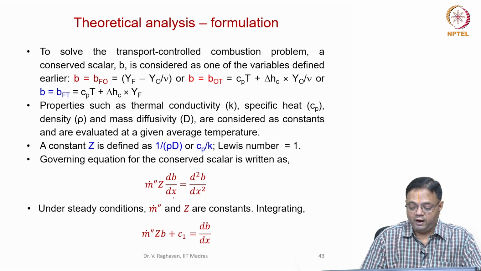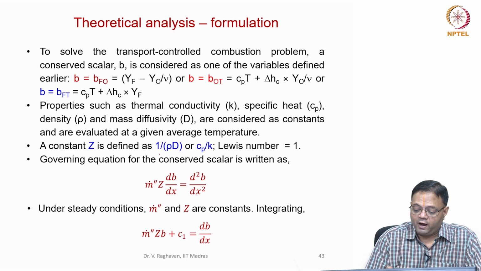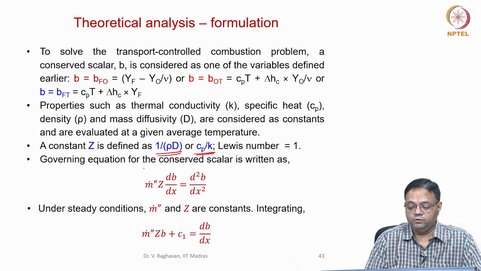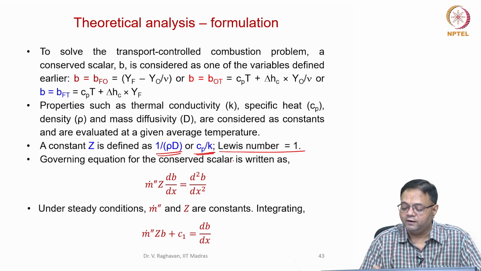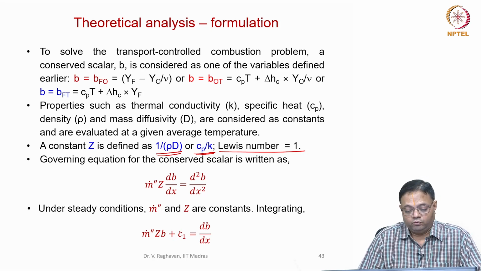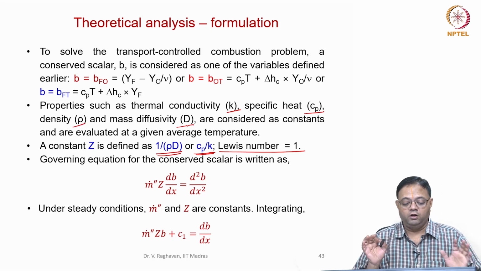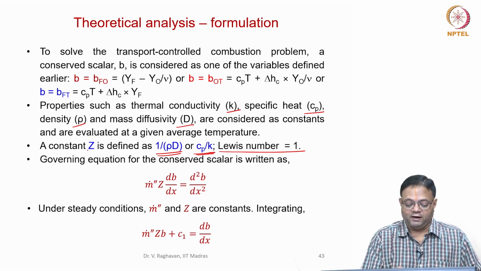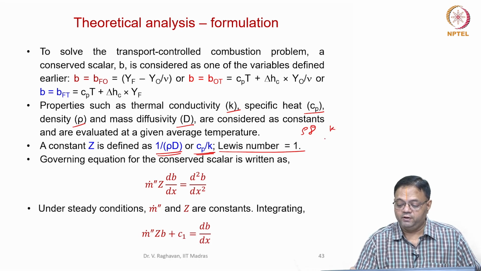So, I do this, and one more assumption I make is that the variable 1 by rho D is equal to C_p by k, which implies that the Lewis number is equal to 1. Further, the properties such as thermal conductivity, specific heat, density and rho D are all constant. They are constant. So now please understand that rho D is constant, k is constant, C_p is also constant. So I can say k by C_p is constant.